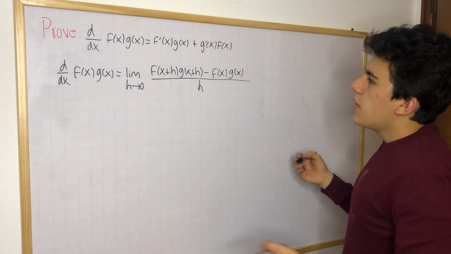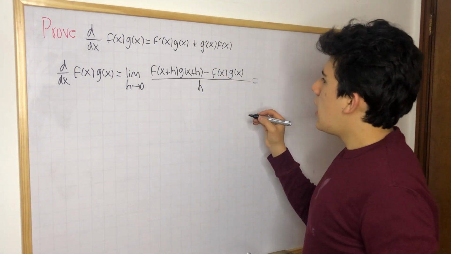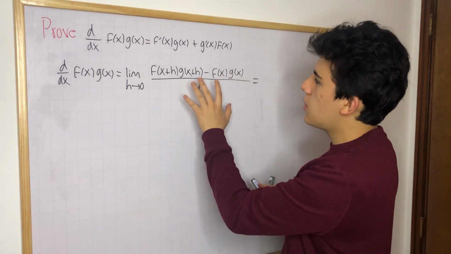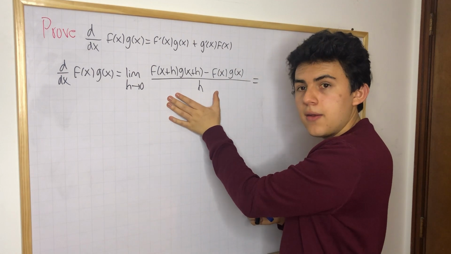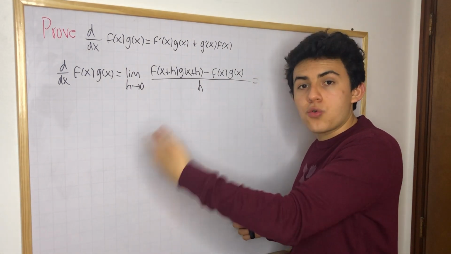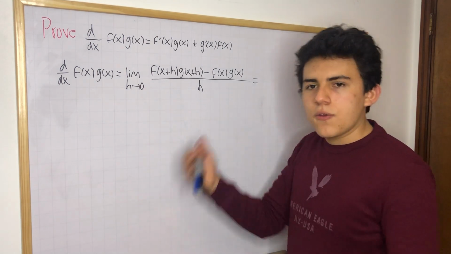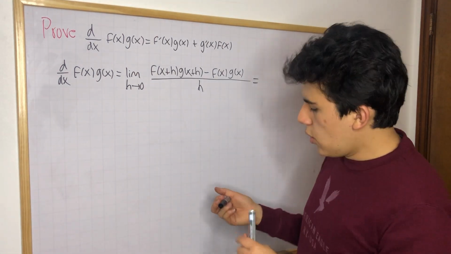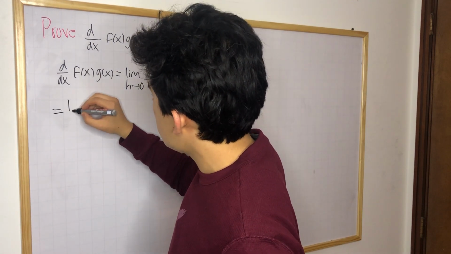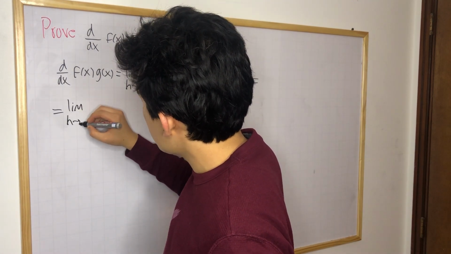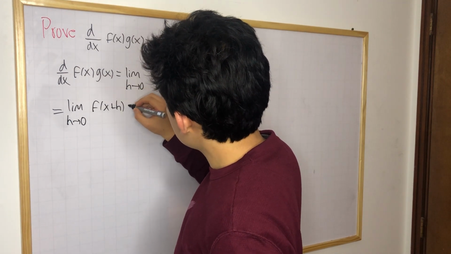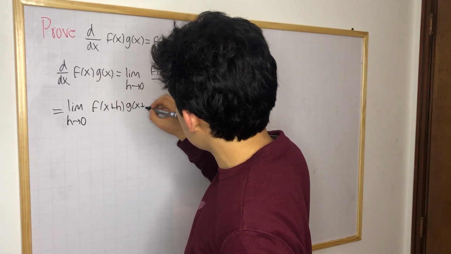Okay, nice. Now we want to write something new so that we can play the algebra in this quotient. Okay, here if we have this form, we cannot really do anything. So we need to write new terms so that we can factor things out and start playing. So that's what we're going to do. So we have that this is equal to the limit as h approaches 0 for. Now pay attention to what I'm going to do. f of x plus h times g of x plus h.